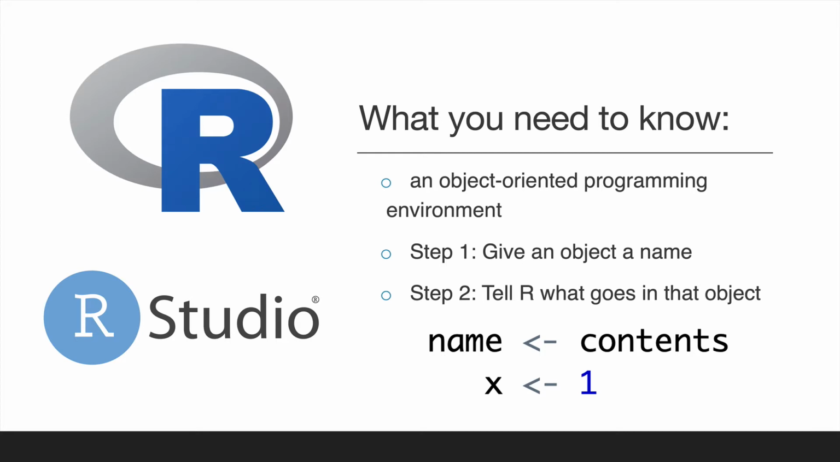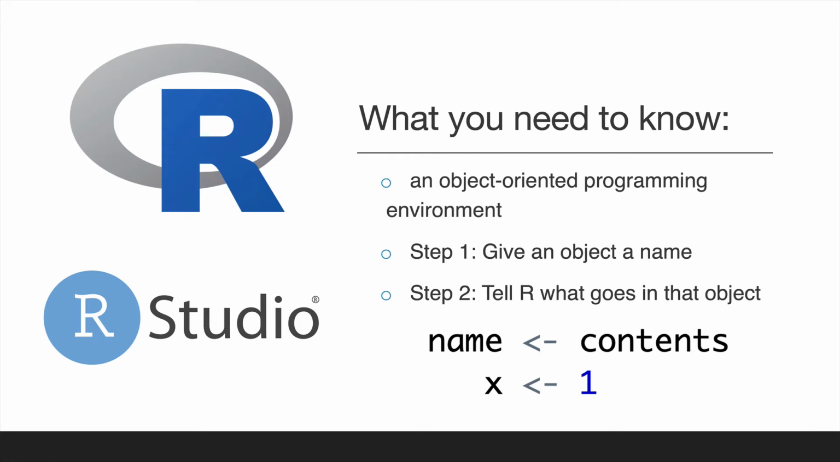Basically, we can take away that R is an object-oriented programming environment. So it's not a statistical software package per se, but it does do statistical analyses when we need it to. But everything that we're doing in R involves two steps. Step 1 involves giving an object a name, and step 2 involves telling the software what goes in that object. If I have an object I want to call X, I use this little symbol, the assignment operator, to tell it I want the number 1 to go in that object. So everything follows that basic format.